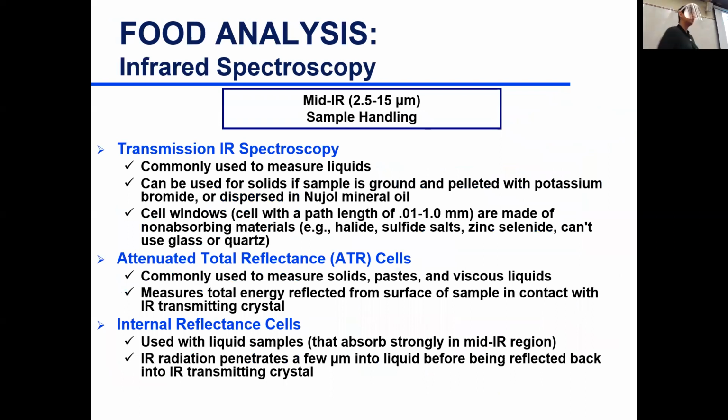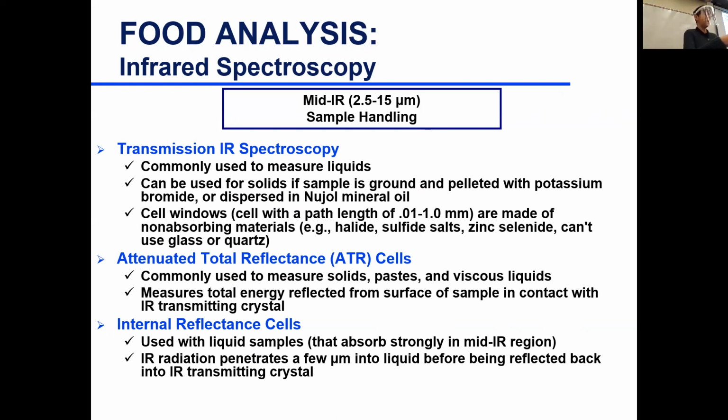Okay, lots of words here. What I want you to know is that in transmission, IR spectroscopy is mostly for liquid samples, where the light can go through the sample and the transmitted light can reach the detector. But if you have a solid sample, the light is not going to be transmitted through. So we have total reflectance or internal reflectance, the attenuated total reflectance cells. This is for solids.